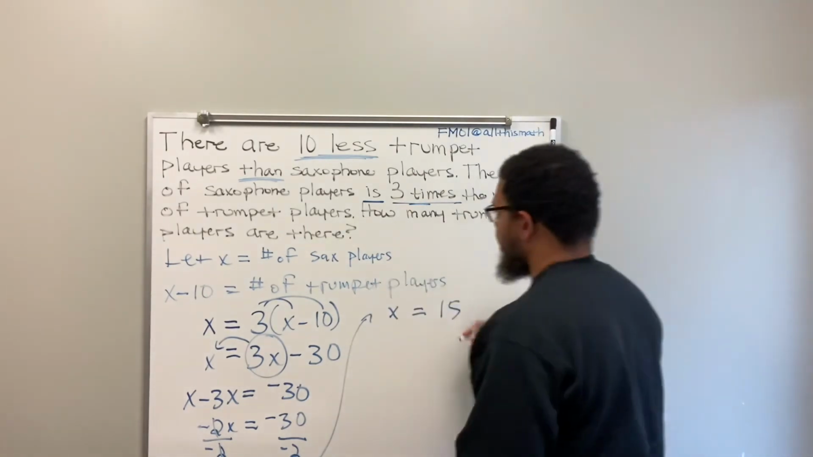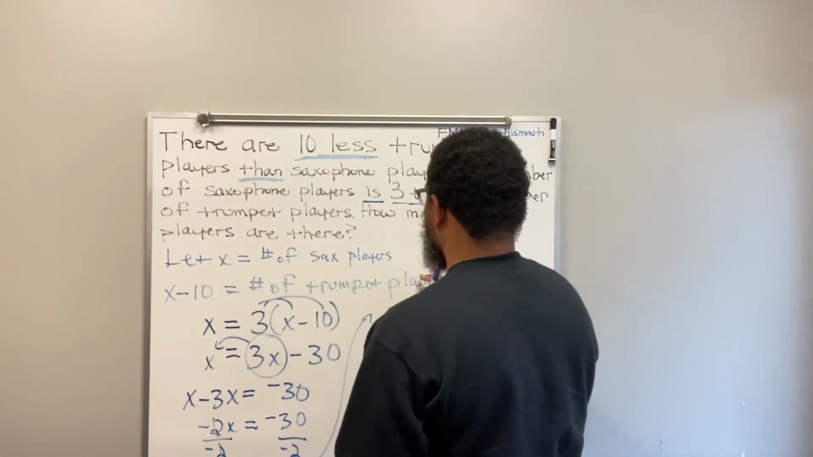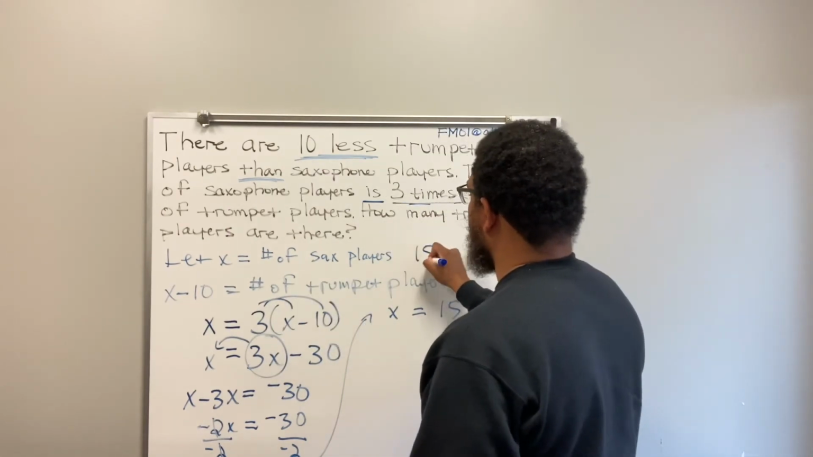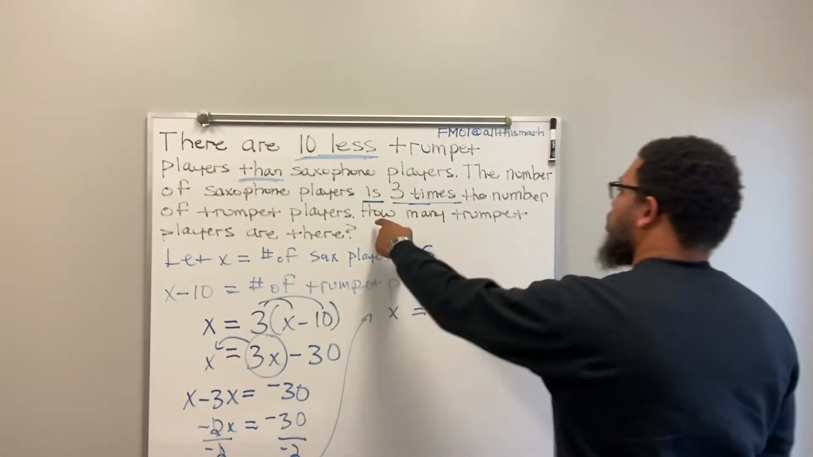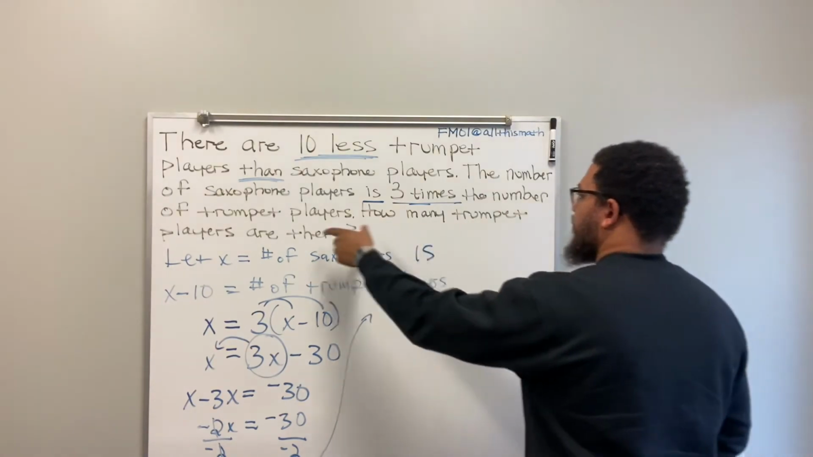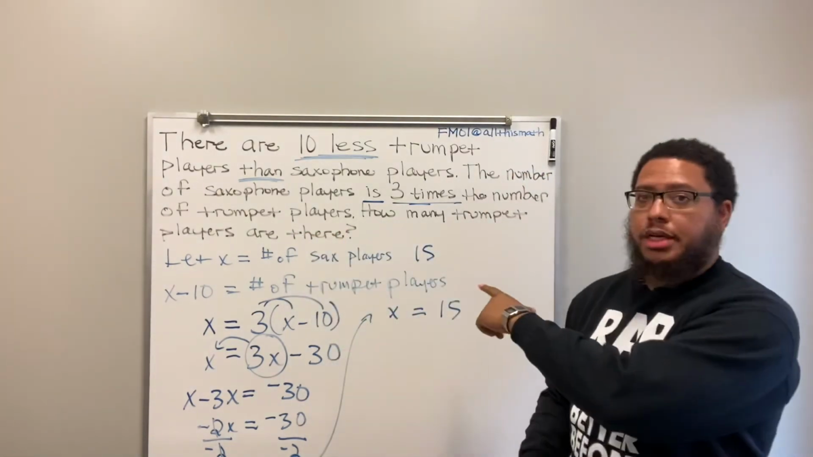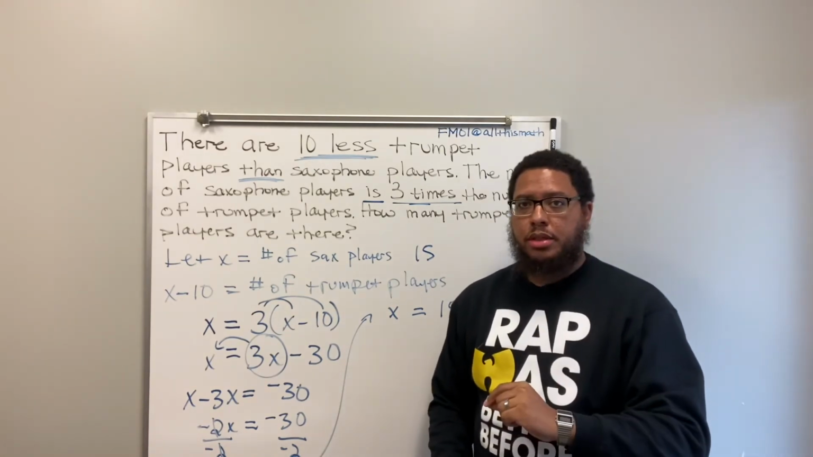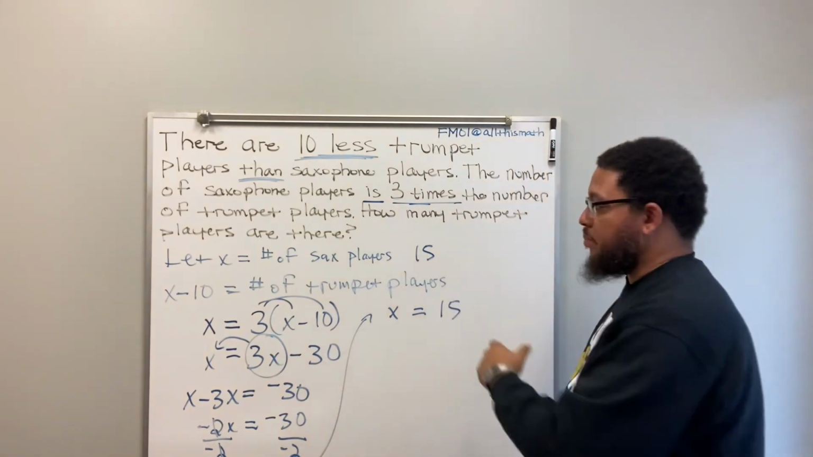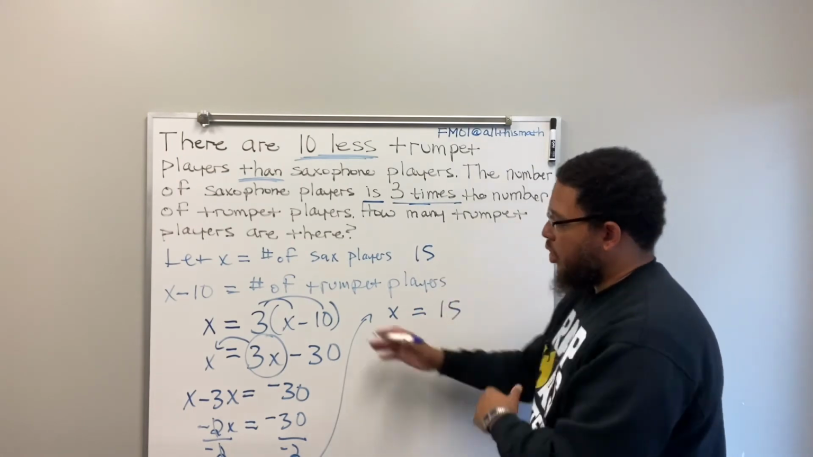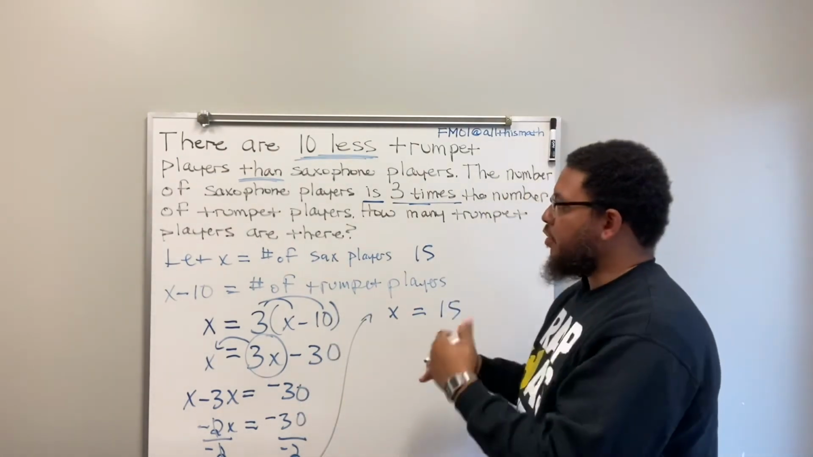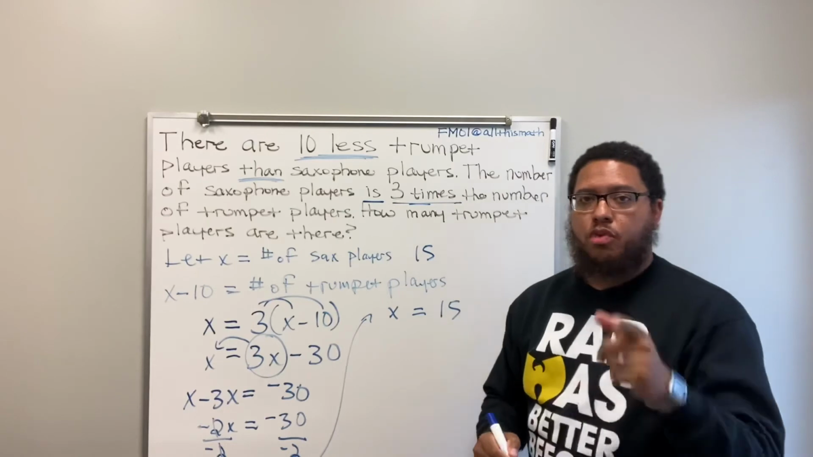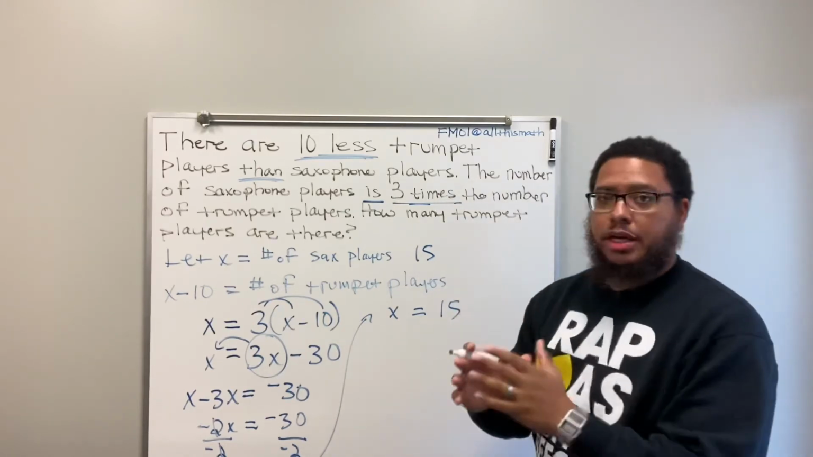Now let's go back here. X is the number of saxophone players. So therefore, 15 is the number of saxophone players. But the question is, how many trumpet players are there? So you got to be careful with this because you might see a question like this on a standardized test, and it might be multiple choice. And one of the answers inevitably will be 15. And you did all this work and did it correctly, right? But if you mark off 15, your answer will be wrong because keep in mind, again, reading is fundamental.